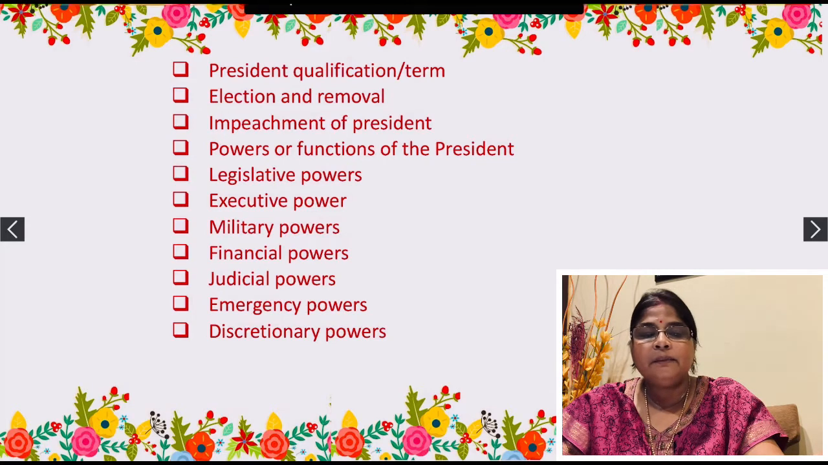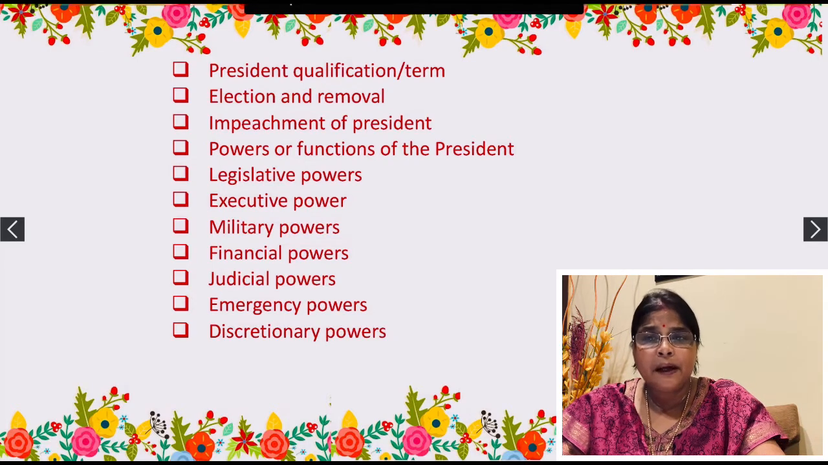No bill can become an act without the assent of the President. The President has power to declare ordinance. What is called ordinance? It is a temporary law which has the same force and effect as that of an act of the Parliament. The President has power to issue or promulgate ordinance during the recess of the House.